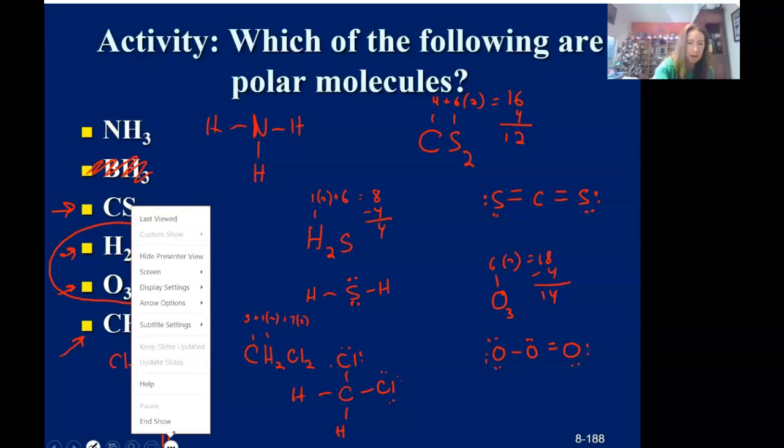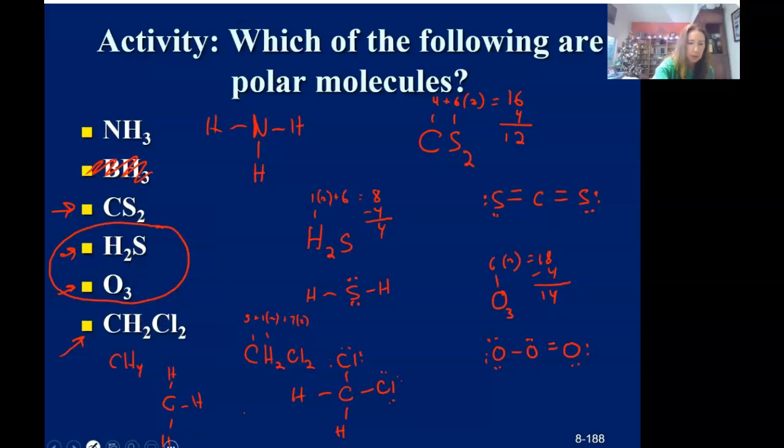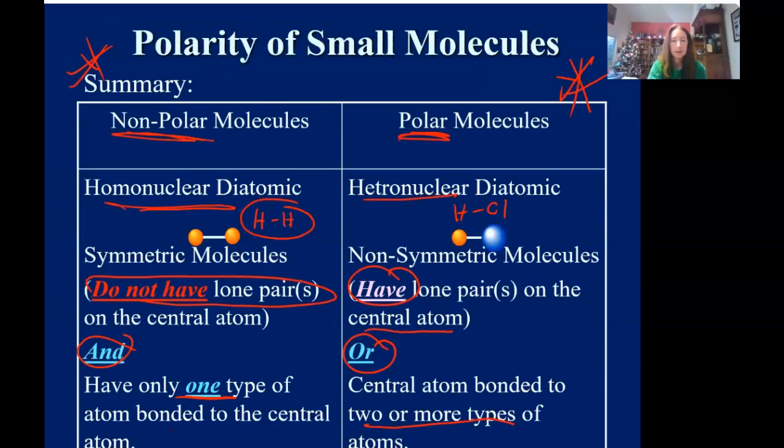Okay, so our goal is to figure out if these are polar or nonpolar. So remember, if it's 1 atom or 2 atoms, well, all these are more than 2 atoms, so this doesn't apply. Okay, so if there's no lone pairs and they're all the same, it's nonpolar. Or if there are lone pairs on the central atom or they're not the same around it, it's polar.